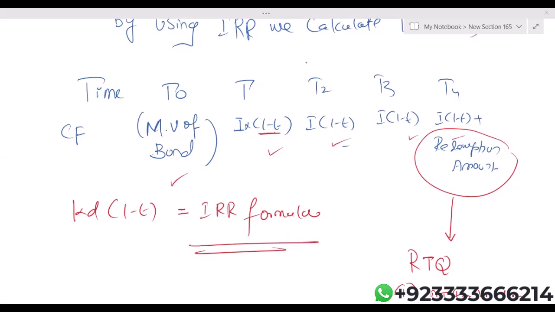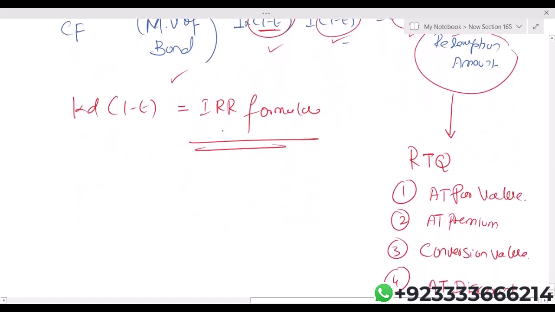Okay, look, I(1 minus T), I(1 minus T), I(1 minus T). If you're not taking 1 minus T here, if you're taking just interest, then the final answer by using IRR will not be KD(1 minus T). It will be KD. Then you have to perform one more step. After calculating KD, then you have to do 1 minus T. So both the approaches are 100% acceptable.